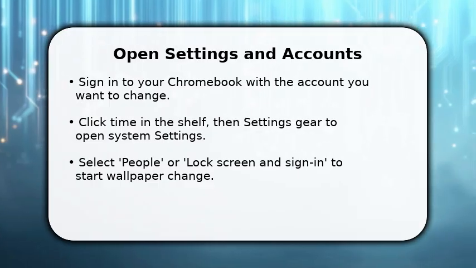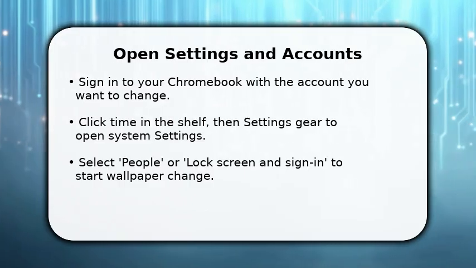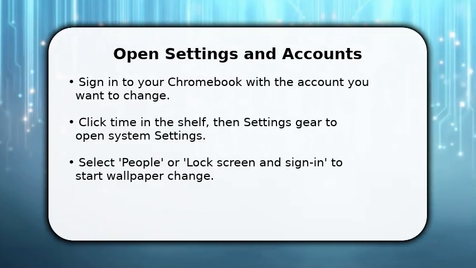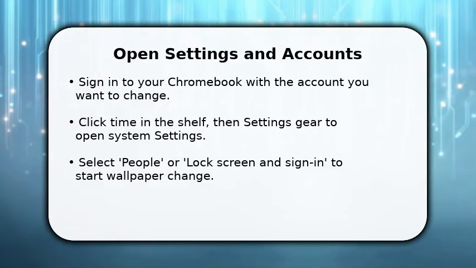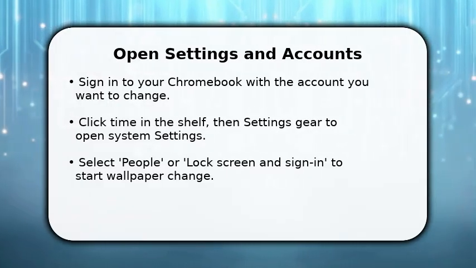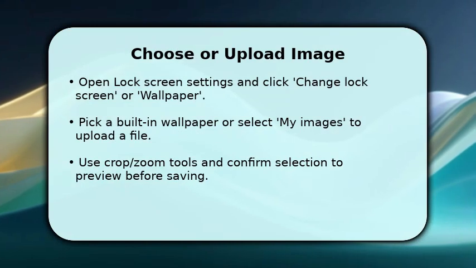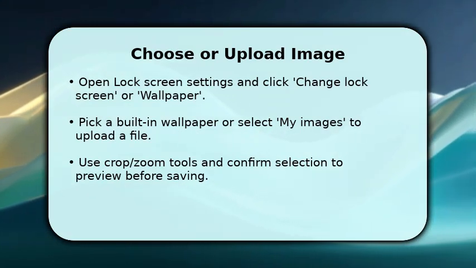Once in settings, look for People or Lock Screen and Sign In options. Those panels contain the lock screen wallpaper controls, and they're the first place to tell the system you want a custom image. Next, select Change Lock Screen or the Wallpaper option from the Lock Screen panel. This opens the image picker so you can choose a built-in photo or upload your own.